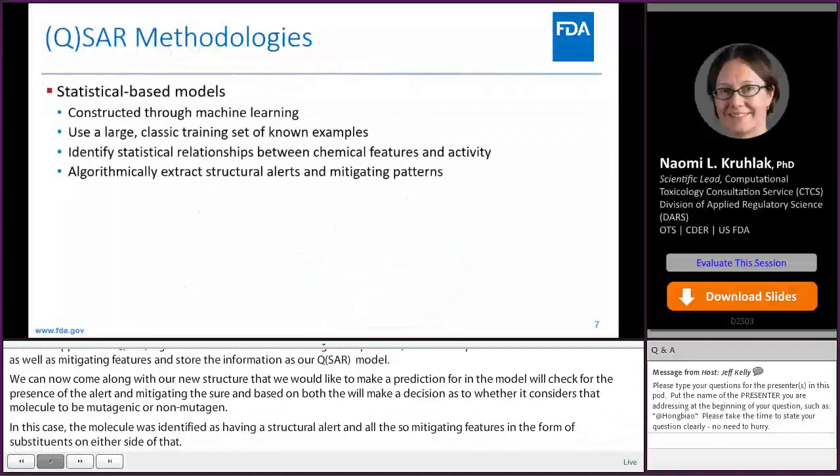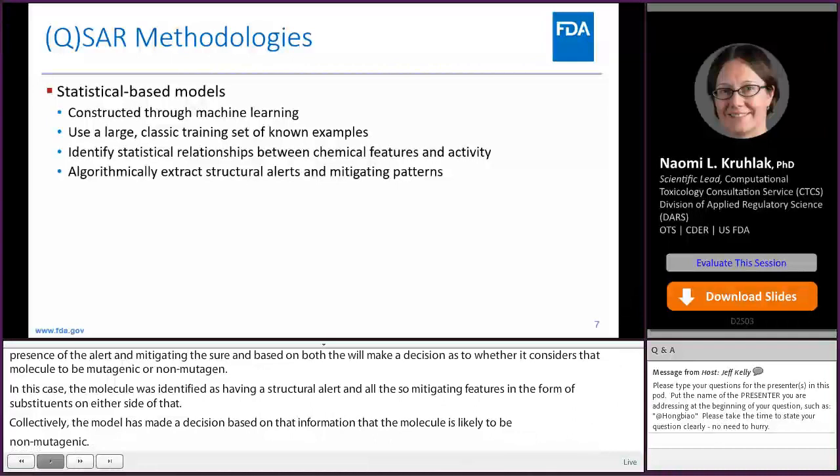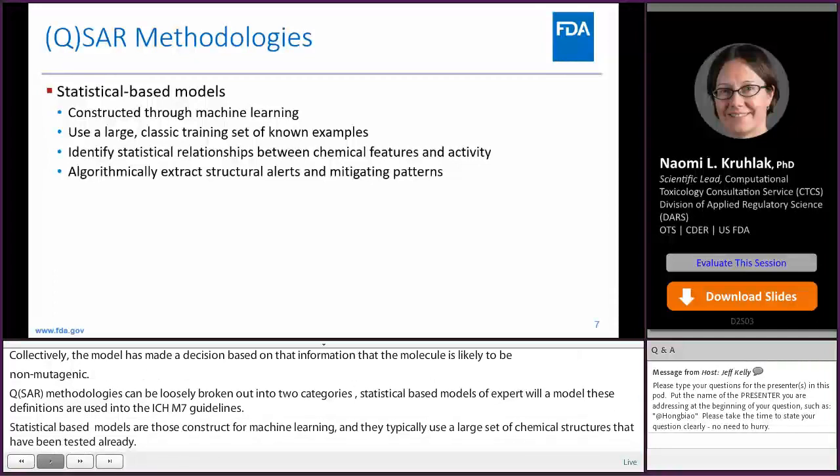QSAR methodologies can be loosely broken out into two categories: statistical-based models and expert rule-based models, and these definitions are used in the ICH M7 guideline. Statistical-based models are those that are constructed through machine learning, and they typically use a very large set of chemical structures that have been tested already, and the information that we provide the software when we're building the model is the chemical structure and a number which denotes its activity.